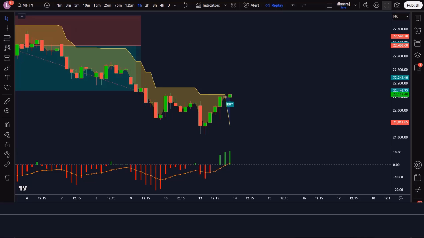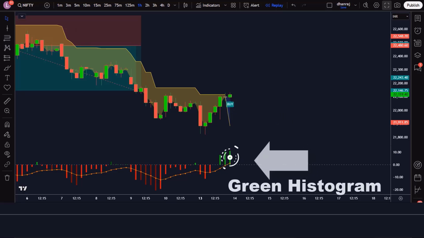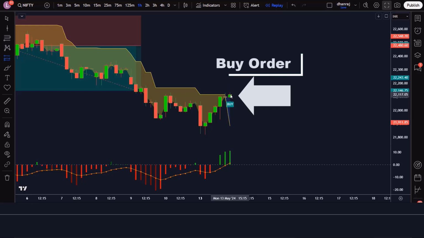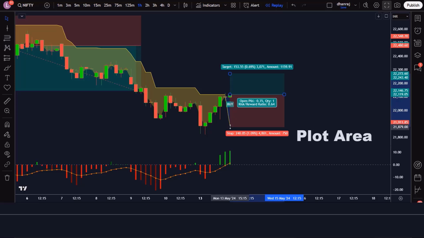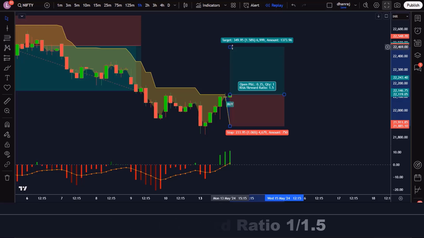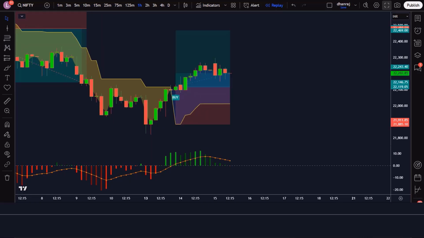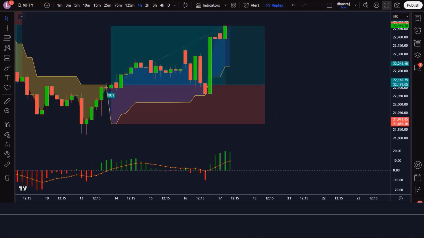We have got the signal. Here the Twin Range Filter Visualized indicator gives us a buy signal. Here the Tricks Histogram is green. Here the market has made a bullish candle to give confirmation. So all our conditions are being fulfilled, so we are placing an order to buy. Our stop loss is to be placed at the yellow of the plot area, and the risk to reward ratio will be 1:1.5. Let's see what happens to our trade. We have won the trade.